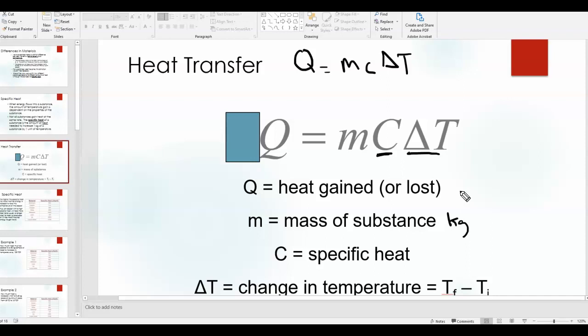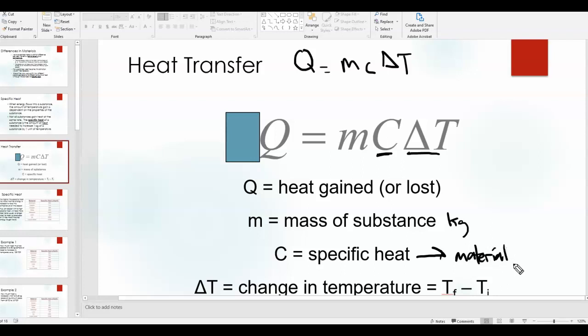Basically what we have here is, if we add heat on the left side, the temperature is going to change on the right side. The two factors that affect how much the temperature changes are the mass and the specific heat. The mass is probably common sense, because if you have more mass of something, then when you add heat, the temperature is not going to change as much because that energy is spread out over more atoms. But specific heat is dependent on the material that you're talking about.